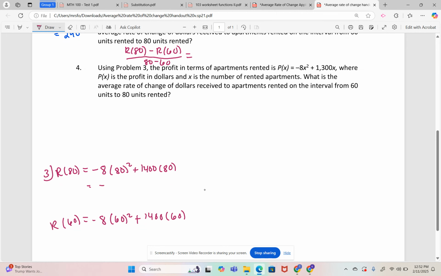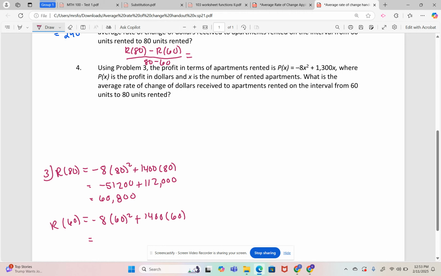That first part, you should get negative 51,200. And then here, we would have 112,000. And so I get 60,800. So that's the revenue when we have 80 apartments rented.